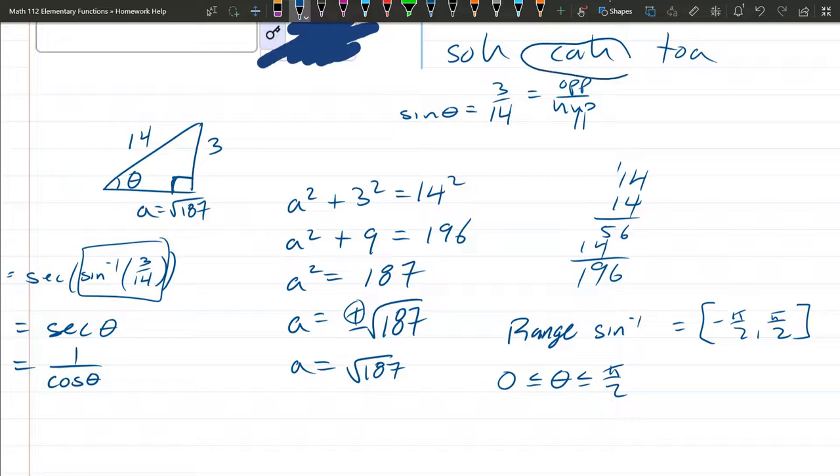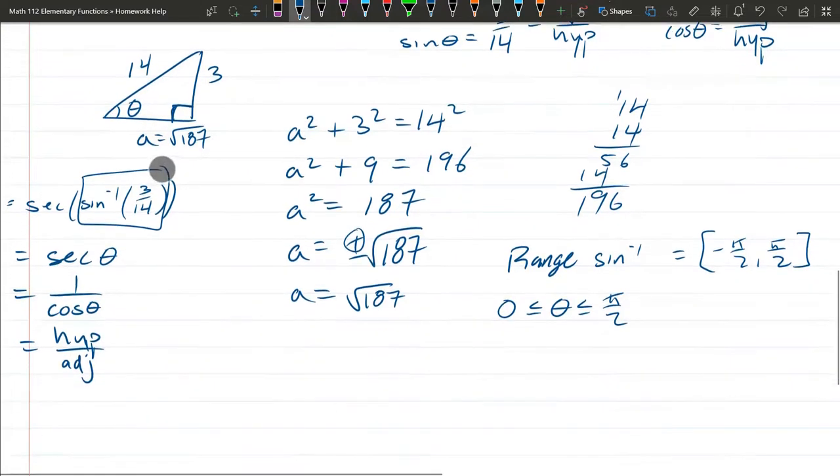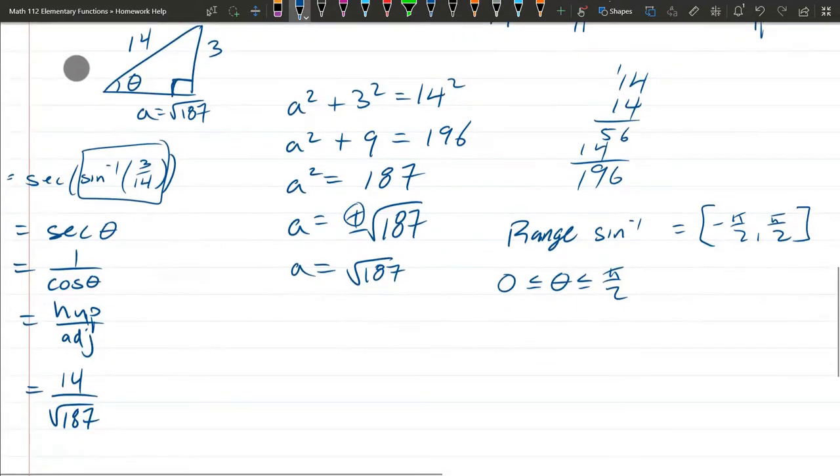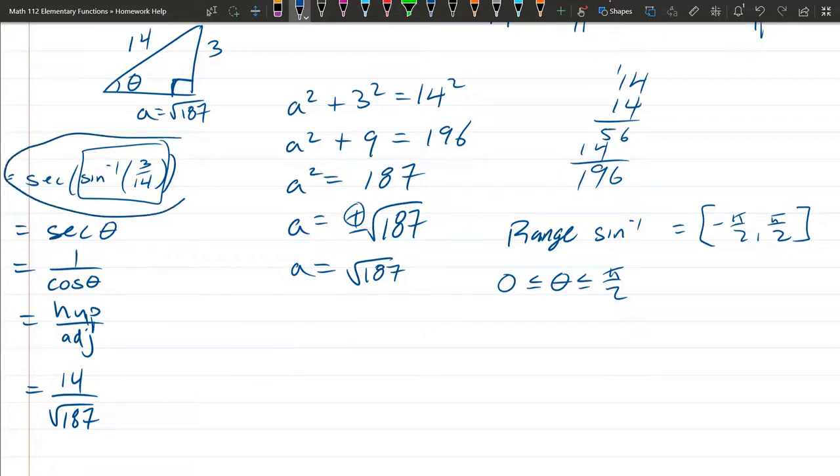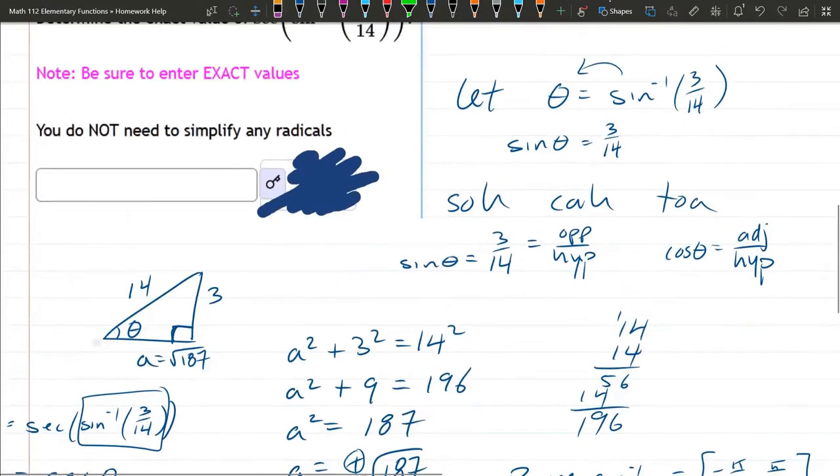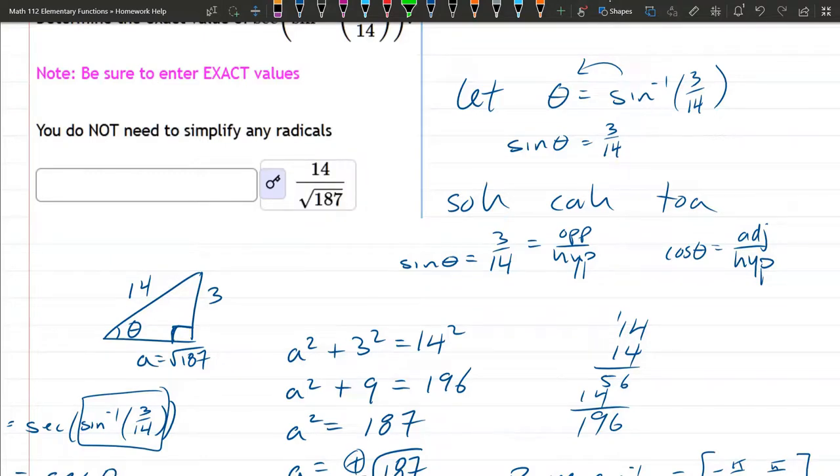So now we're going to use the CA part of SOHCAHTOA. We have the reciprocal of cosine. So normally you would have cos theta is adjacent over hypotenuse, but we have the reciprocal. So we have hypotenuse over adjacent. And for us, hypotenuse is 14, adjacent square root 187. So that 14 over square root 187 is our secant of sine inverse of 3/14. And hopefully, that's right, 14 over square root 187.